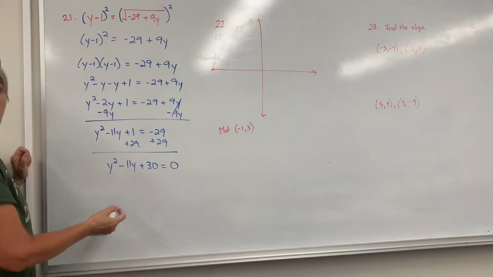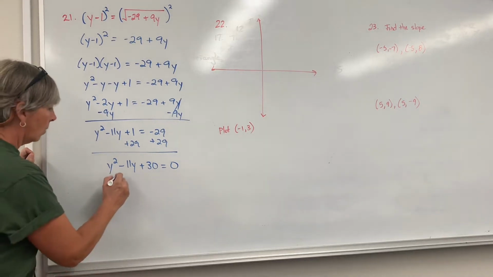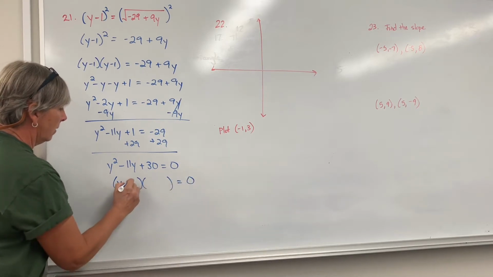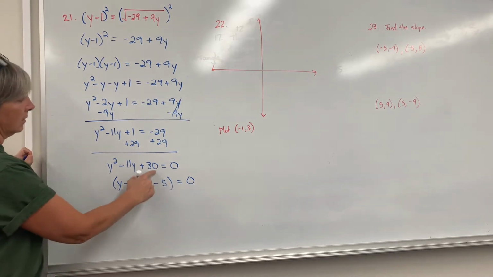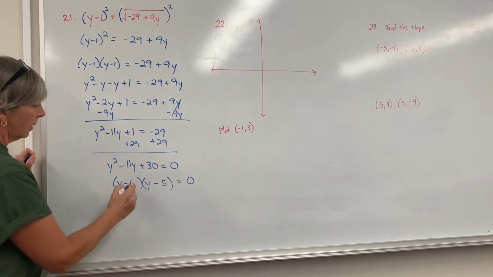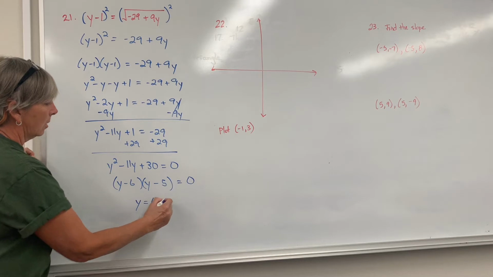You are welcome to use the quadratic formula if you feel more comfortable with that, or you could factor this. So y minus 6, y minus 5. Negative 6 times negative 5 is positive 30. Negative 6 minus 5 is negative 11. If I set each of those equal to 0, I get y equals 6 or y equals 5.